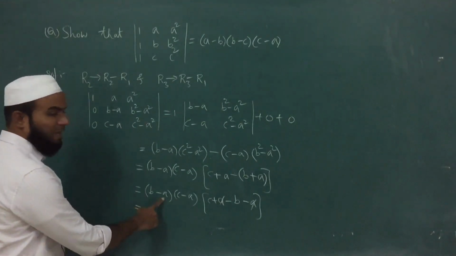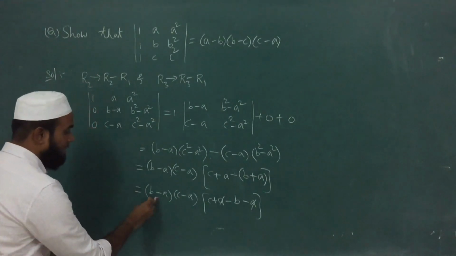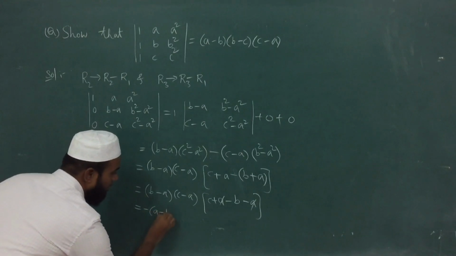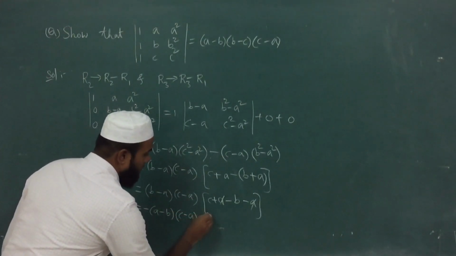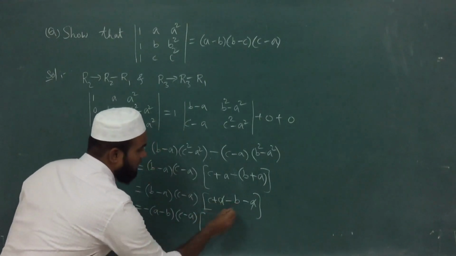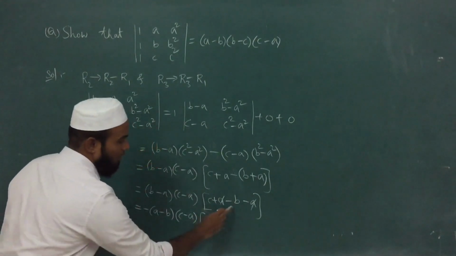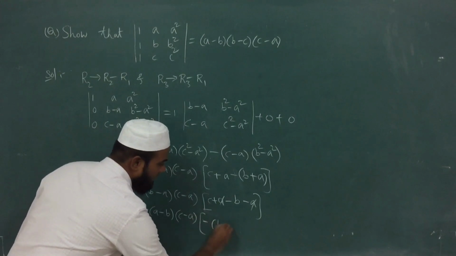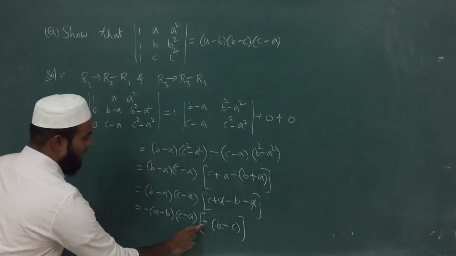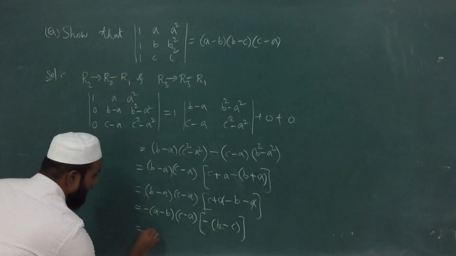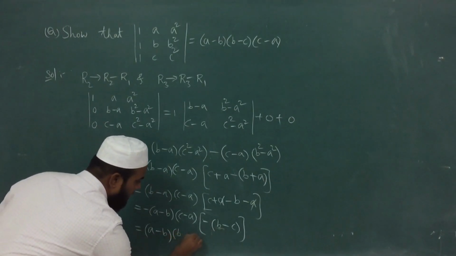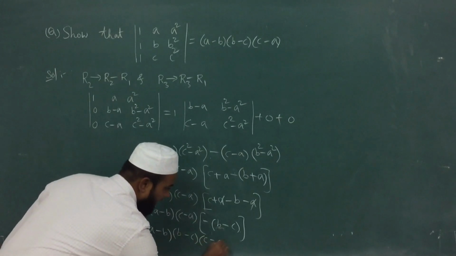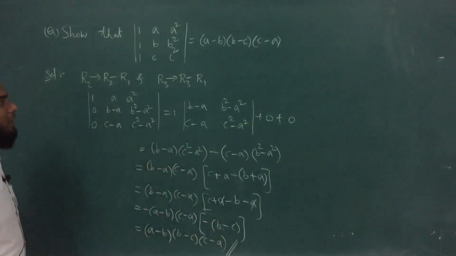Now I can write this b minus a by taking minus common from it: minus of (a minus b), then c minus a as it is. Then you take one more minus common from this: minus of (b minus c), right? Then this minus and minus will become plus. So what will remain? (a minus b)(b minus c)(c minus a), and this is the required answer.